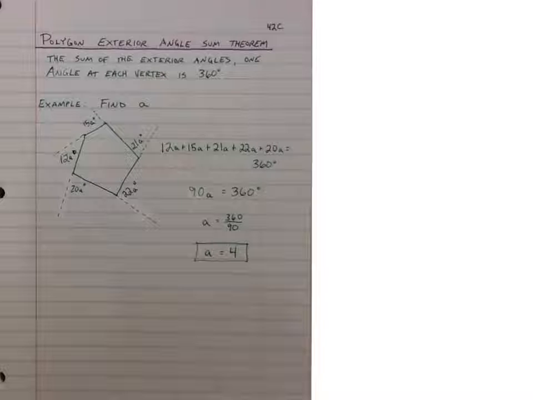And I've shown a polygon down here where I've got the 5 exterior angles labeled as 12A, 20A, 22A, 21A, and 15A. And since the sum of the angles is 360 degrees, I can write an equation that sums those 5 exterior angles. And if I simplify the left side, I get 90A equals 360. Divide both sides by 90 and get A equals 4. So it doesn't matter the shape of the triangle or shape of the quadrilateral or really the shape of any of the polygons, the sum of the exterior angles will always be 360 degrees.